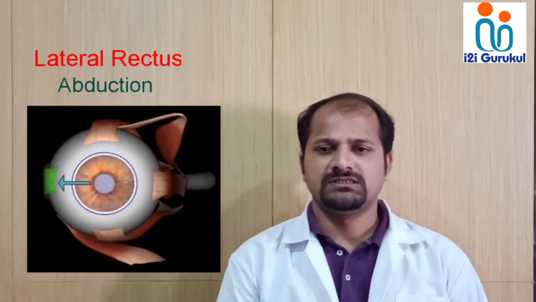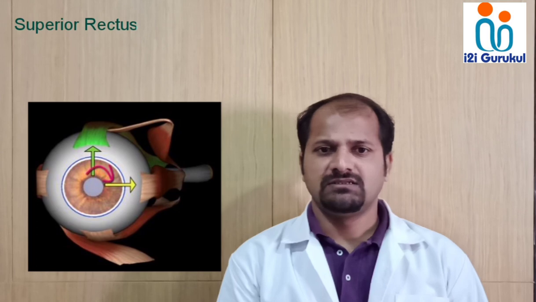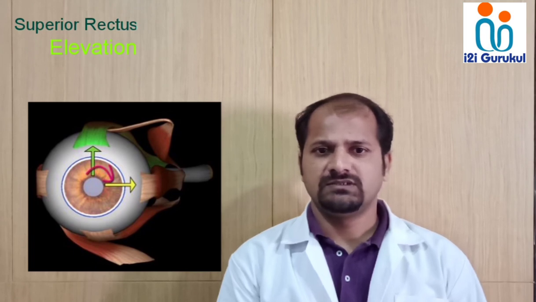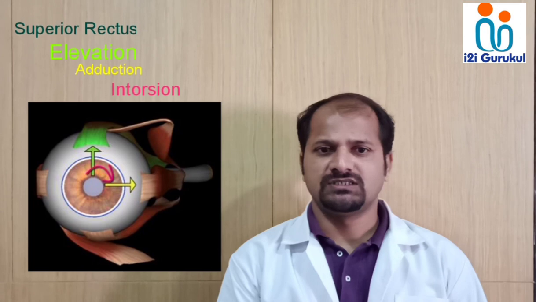First, the lateral rectus moves the eyeball outwards, which is called abduction. The medial rectus moves the eyeball inwards, which is called adduction. The superior rectus has a main action of moving the eyeball upwards, that is elevation. The secondary or subsidiary actions of the superior rectus are, number 1, it moves the eyeball inwards, that is adduction, and the second one is it rotates the eyeball inwards, that is intorsion.